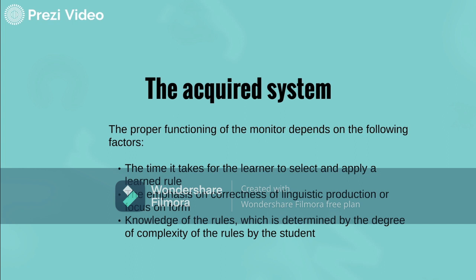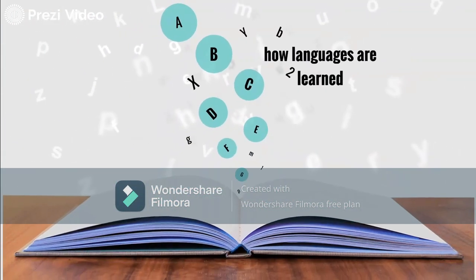The proper functioning of the monitor model depends on the following factors. First, the time it takes for the learner to select and apply a learned rule. Second, the emphasis on correctness of linguistic production or focus on form. And third, knowledge of the rules, which is determined by the degree of complexity of the rules by the student.